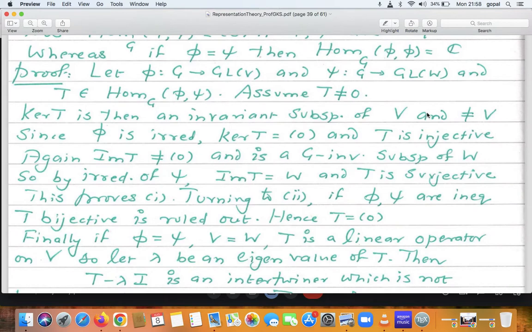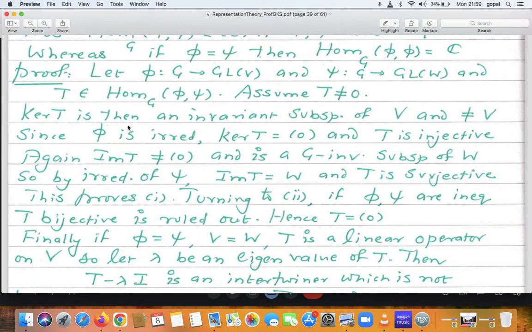If T is not equal to 0, then the kernel of T is an invariant subspace, and T is not 0, so the kernel cannot be the whole space. So the kernel must be 0 because phi is irreducible, with no non-trivial G-invariant subspaces. So T must be injective. Again, the image of T is not 0, and the image of T is a G-invariant subspace.